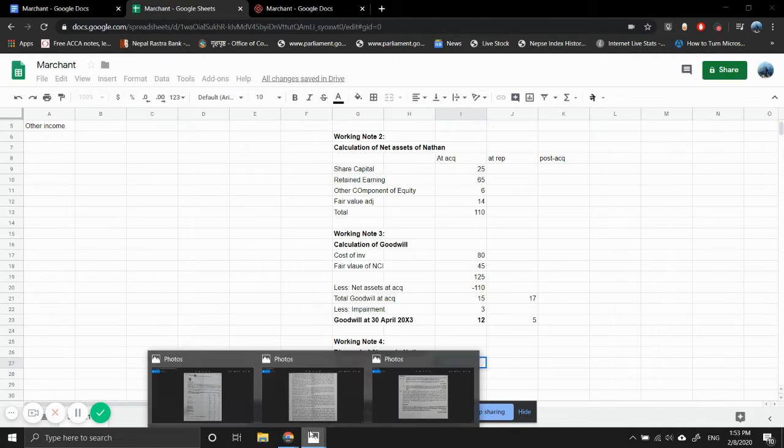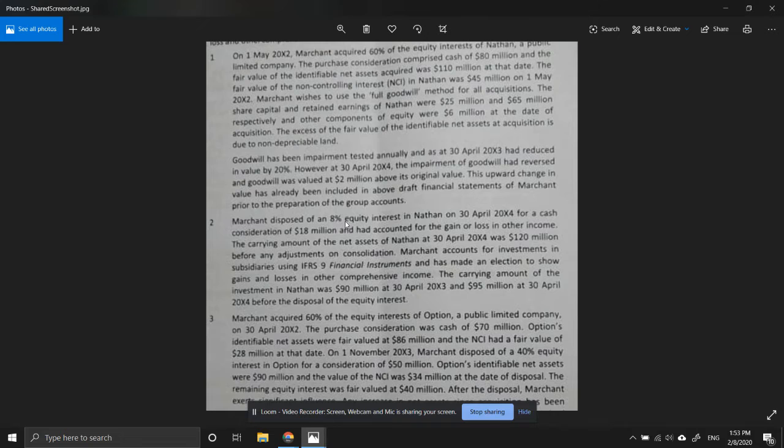So how much was the proceeds that we received? The 8% equity interest in Nathan on 30th April 2004 for a cash consideration of 18 million had been accounted for the gain or loss in other income, with the carrying amount of the net assets at 30th April 2004 was 120 million before any adjustment on consolidation. Marchant accounts for the investment in subsidiaries using IFRS 9, and the carrying amount of the investment in Nathan was 90, and at this stage it was 95, right?